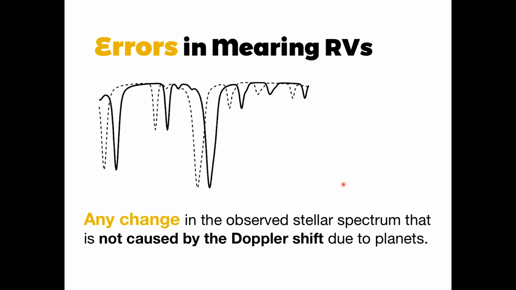But if there is any deviation from this assumption, especially if you take one spectrum at one epoch and you come back and measure it again, and its shape changes. So any change in the observed stellar spectrum that is not caused by the Doppler shift, that's not this net shift, that's due to planets, those could induce errors. And we're trying to measure the radial velocity of the black spectrum with respect to the dashed spectrum. You will not get the true answer because of this bias.